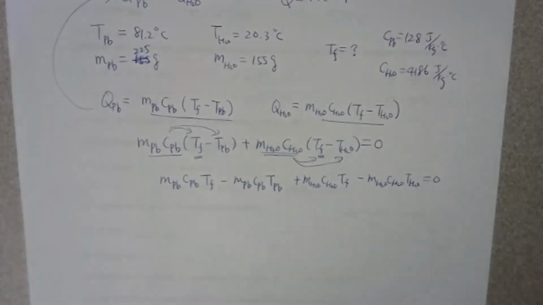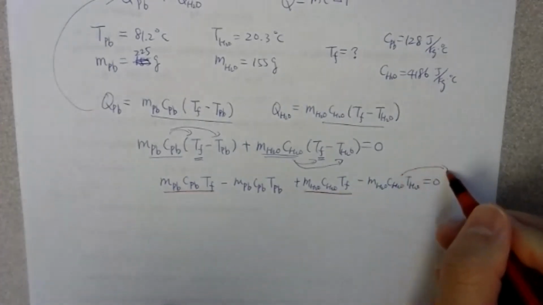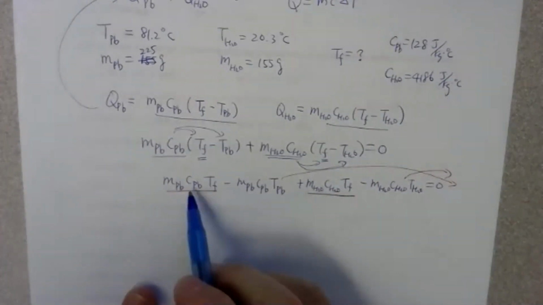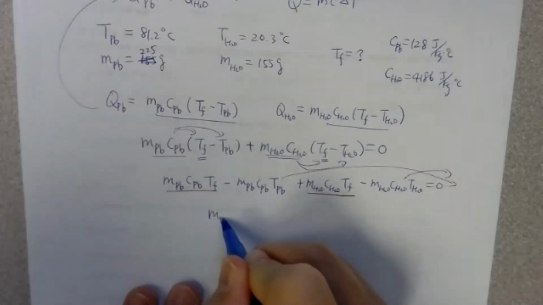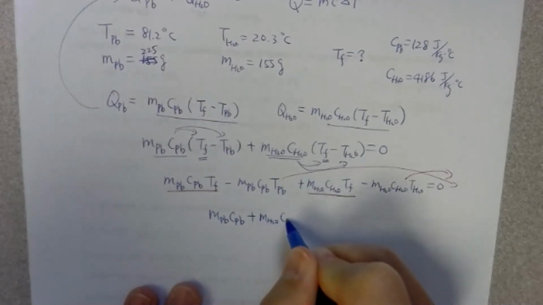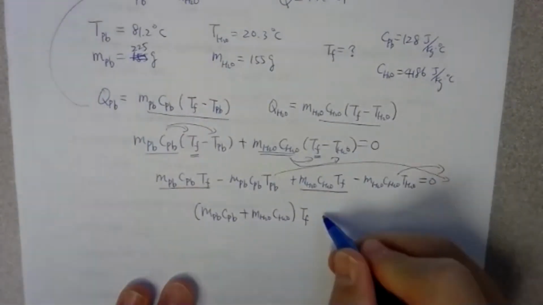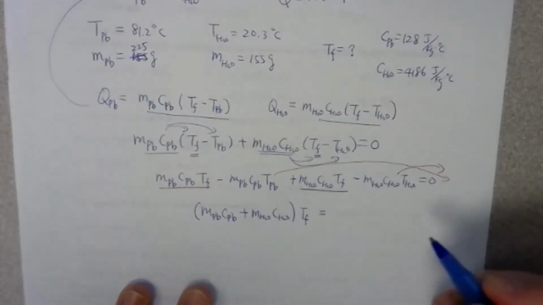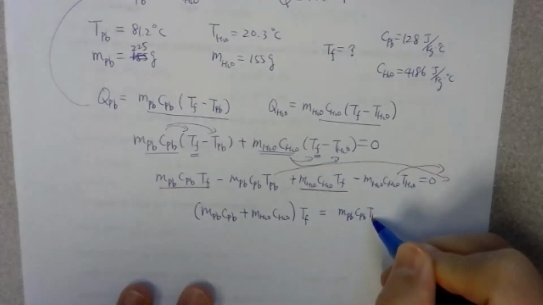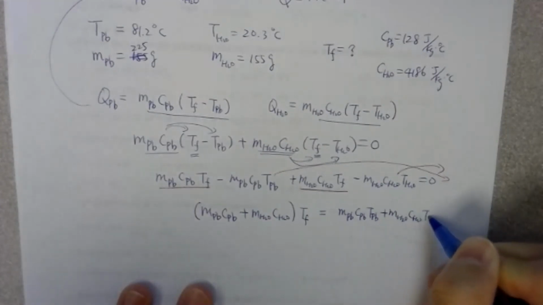Then we are going to put the terms with TF together and then the rest into the other side of the equation. So this guy plus that guy will become MPB, CPB plus MH2O, CH2O times TF, right? TF is the common factor and equals to, these two terms will go to the other side of the equation. So minus will become positive, MPB, CPB, TPB plus MH2O, CH2O, TH2O, okay?